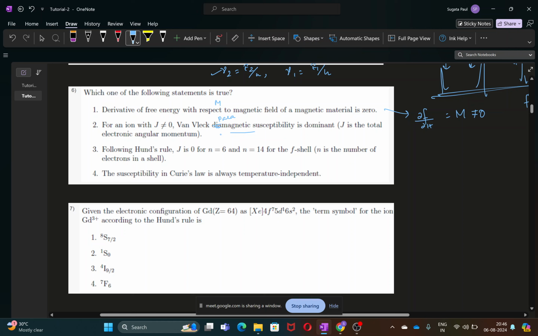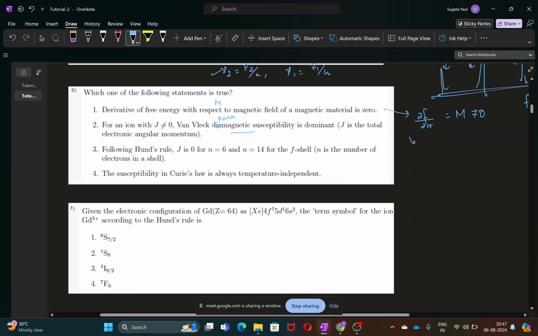Now for an ion with J not equal to 0, this will not happen, because for J not equal to 0, if you remember, the first term of L plus Gs will be much more dominant, and that will basically suppress the second and the third term. Both the Van Vleck term, the second term, and the Larmor's diamagnetic term, the third term, will be suppressed if your J is not equal to 0. You can only get an effective Van Vleck paramagnetic term if you have J equal to 0 but L not equal to 0 and S not equal to 0.